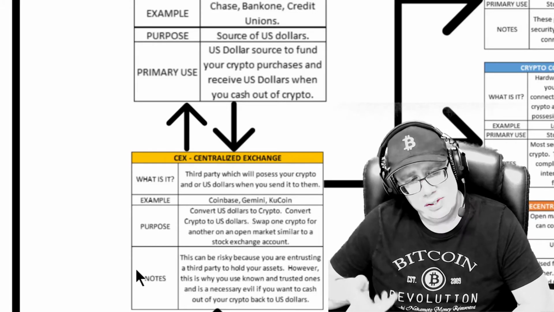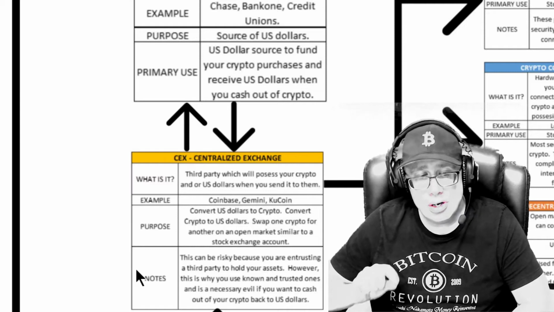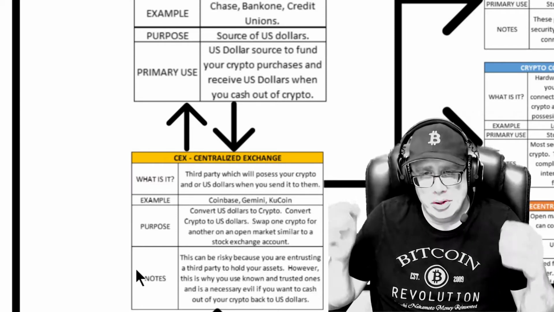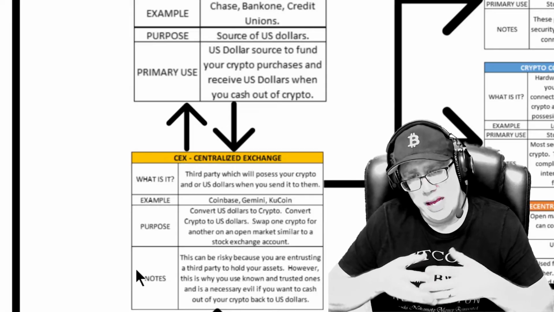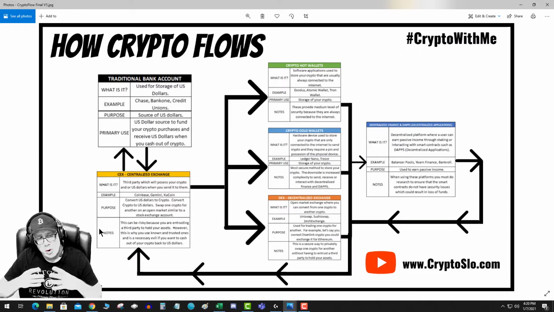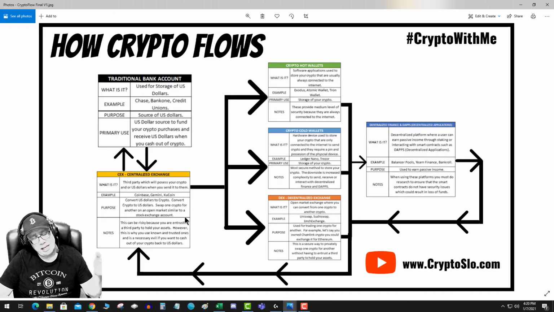Now, some notes. This can be risky because you're entrusting a third party to hold your assets. Remember, the whole concept of crypto is that you own the money. You own the private keys. We're going to get into that in the next video. But basically, you are sending your assets to a third party. However, this is why you use known and trusted ones, and it's a necessary evil if you want to cash out of crypto back to US dollars. If you want to sell your crypto for US dollars, you're going to have to use a CEX and move it, then do an ACH transfer back to your bank account.